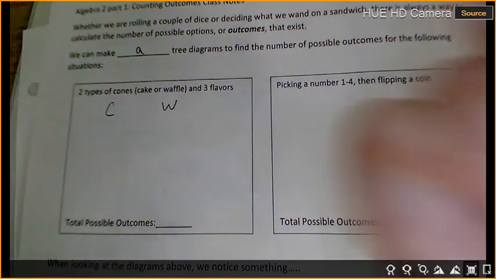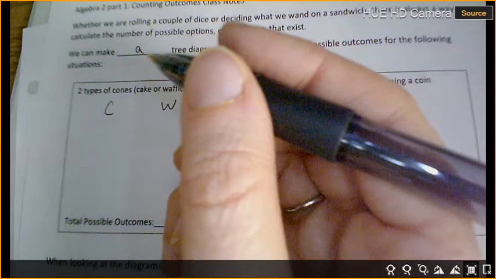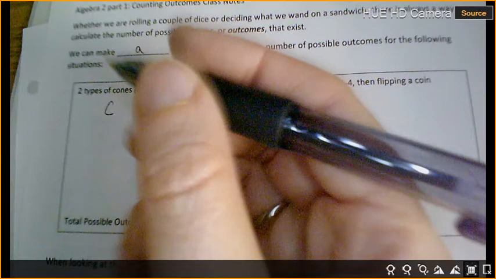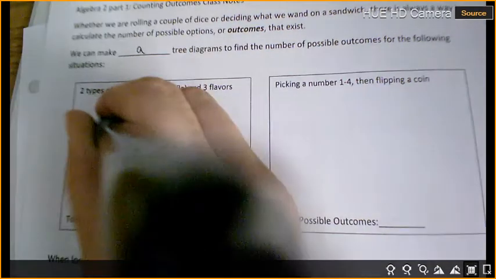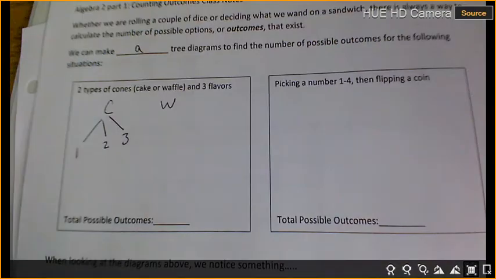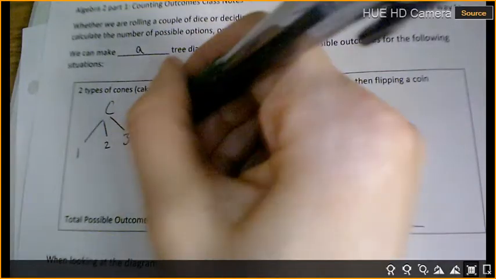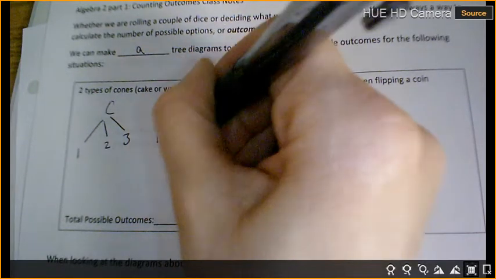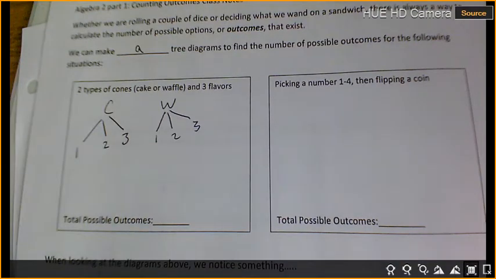Okay, so we've got 3 flavors. I'm just going to call them 1, 2, and 3, all right? So we can have flavor 1, 2, 3, and flavor 1, 2, 3. Everybody okay with how I got those? Cake cone can have 3 different options. Waffle cone, 3 different options. How many options altogether? 6.